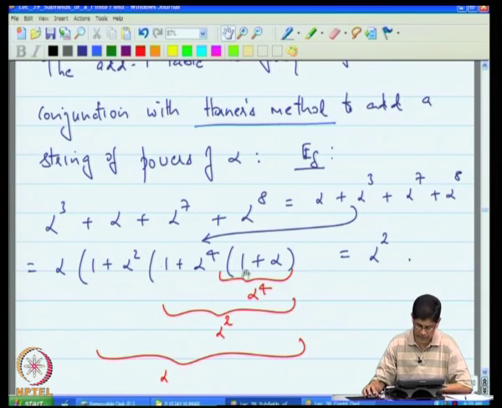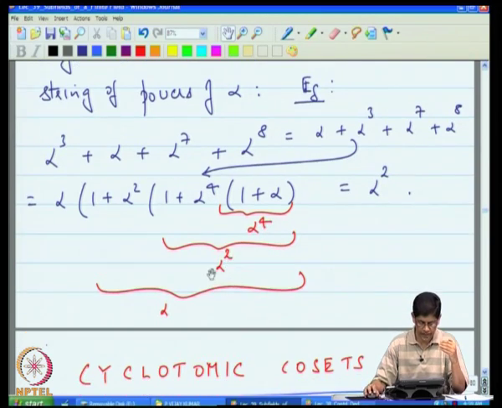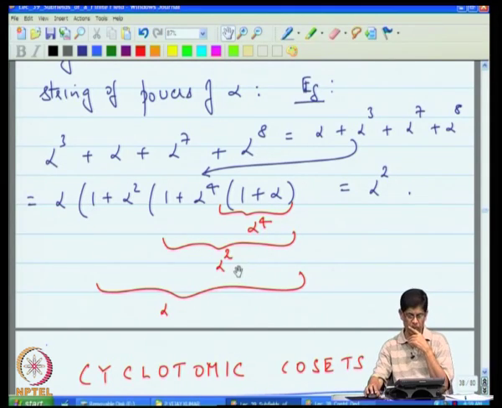Now, once you have written it out, this is set up so that you can recursively use the add-1 table. So, for example, here 1 plus alpha is alpha to the 4, alpha to the 4 times alpha to the 4 is alpha to the 8, 1 plus alpha to the 8 is alpha squared, alpha squared times alpha squared is alpha to the 4, 1 plus alpha to the 4 is alpha, and alpha times alpha is alpha squared. So, that is your final answer here.